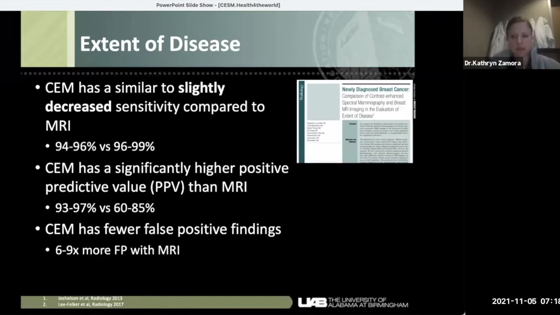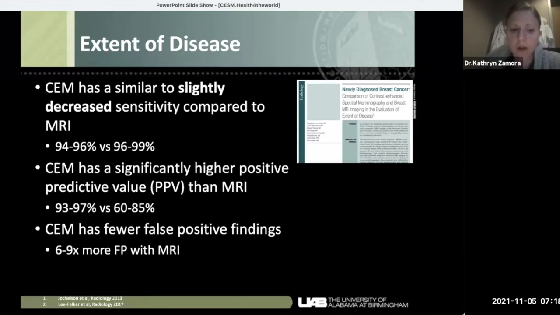Extent of disease is another reason why we do contrast-enhanced mammography. It has shown a slightly decreased sensitivity when compared to MRI in a couple of studies here. When I say slightly, pretty small, 94 to 96% versus 96 to 99% for MRI. But contrast-enhanced mammography did show a significantly higher positive predictive value than MRI, 93 to 97% versus 60 to 85%.